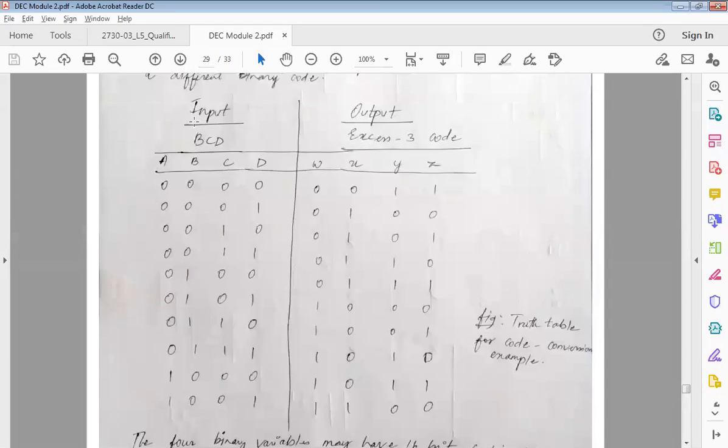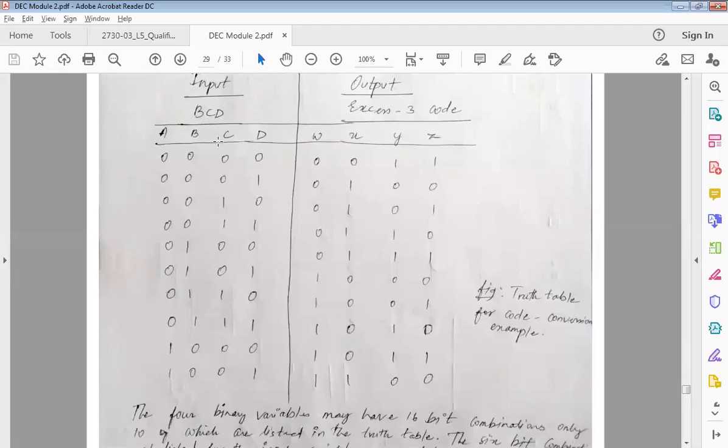So the input is going to be your BCD, which is binary coded decimal, from 0 to 9. So 0, 1, 2, 3, 4, 5, 6, 7, 8, 9. And the output is XS3. As the word suggests, XS3. Whatever is the value, I'm adding 3 to it. So here I have 0, and 0 plus 3 is nothing but 3. To whatever value you have here, you are adding 3.